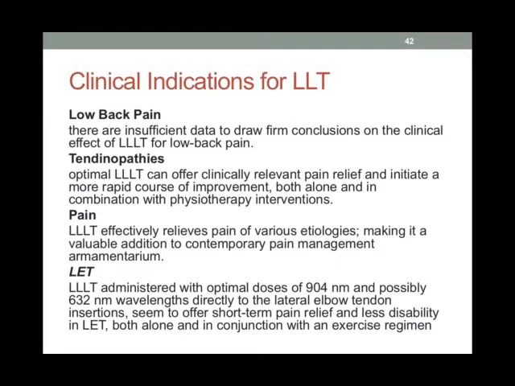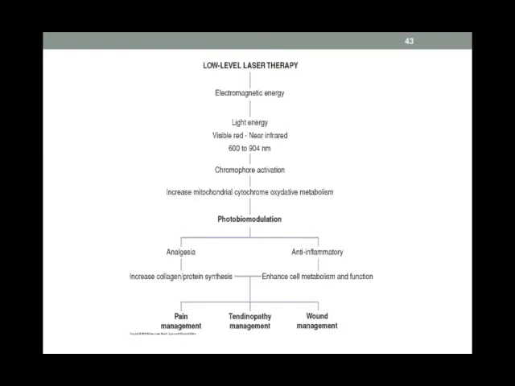If we take a flowchart from it, we know that low-level therapy produces electromagnetic energy. That light energy is going to be either in the visible red range, so more in the 600 nanometer range, or near infrared, so 904. Again, we call that the therapeutic window. What happens then is that light energy penetrates the tissues and activates the chromophores. That activation of the chromophore increases mitochondrial metabolism, increases cell metabolism, and what that produces is photobiomodulation.